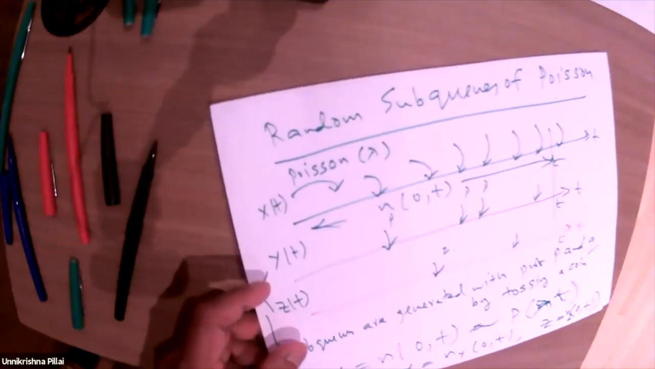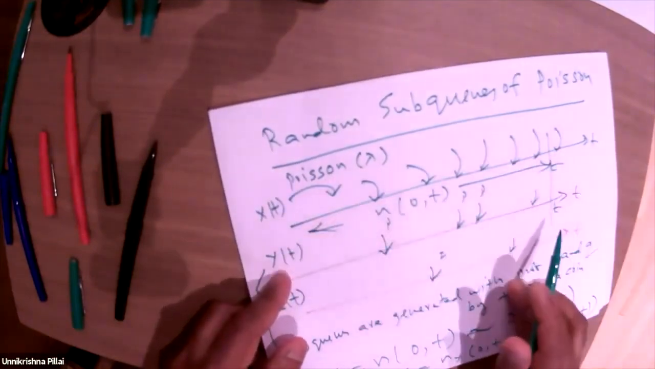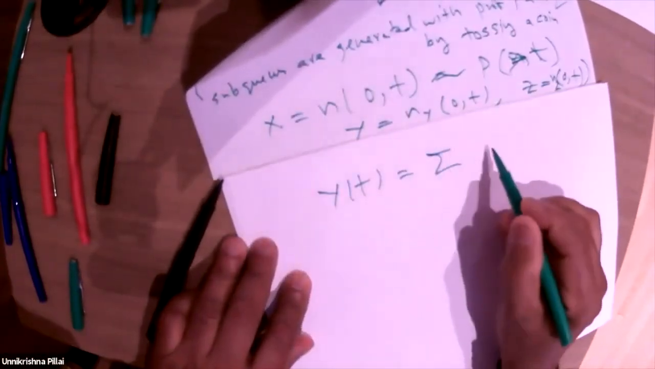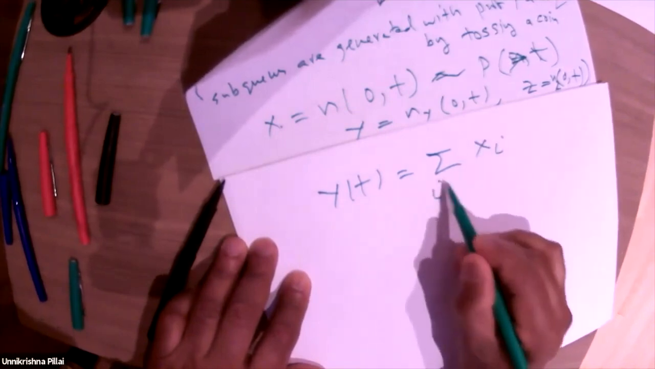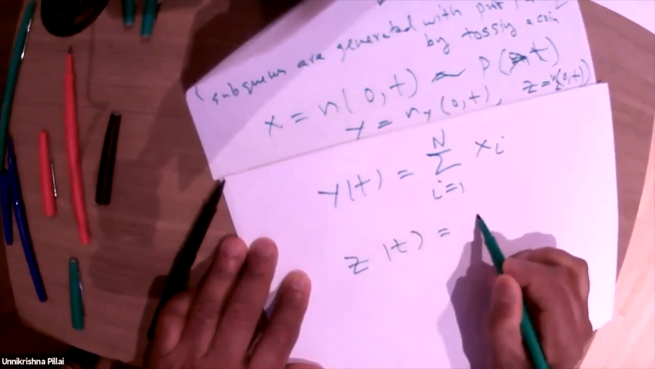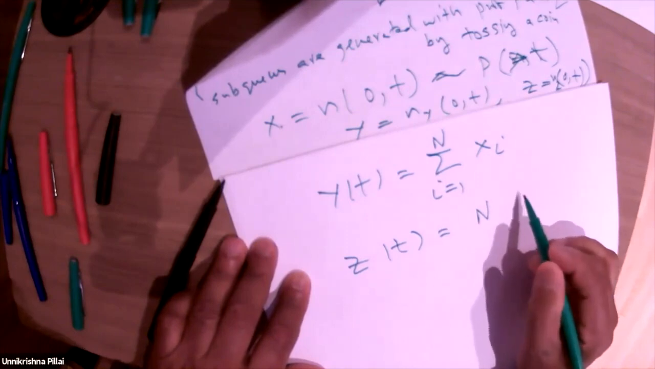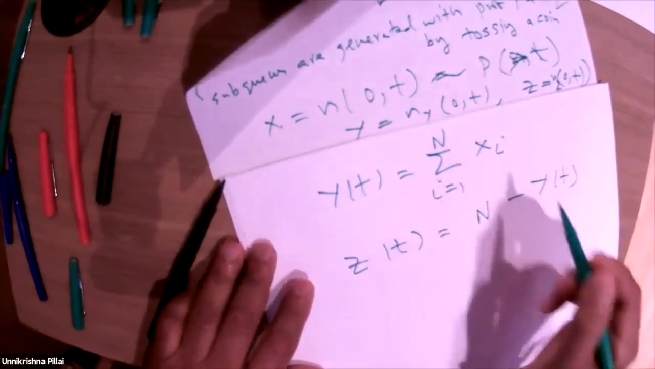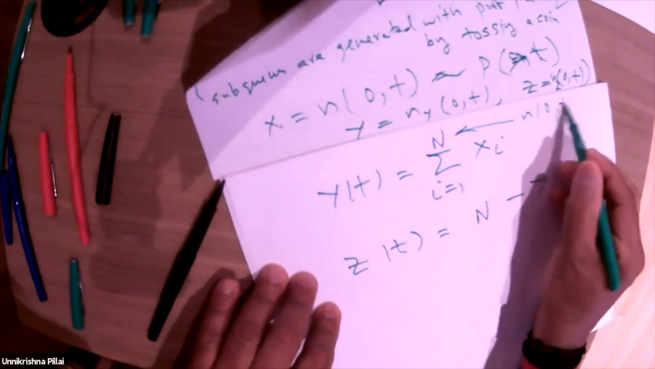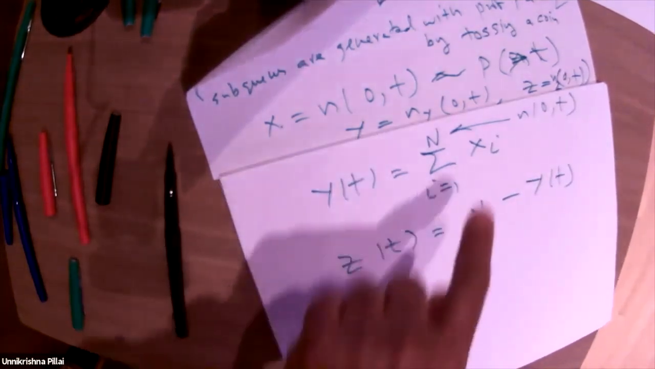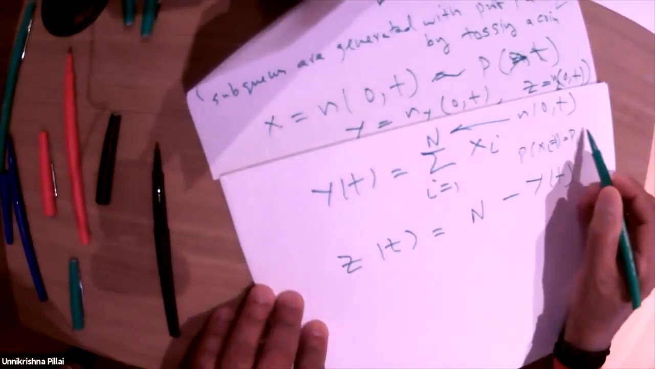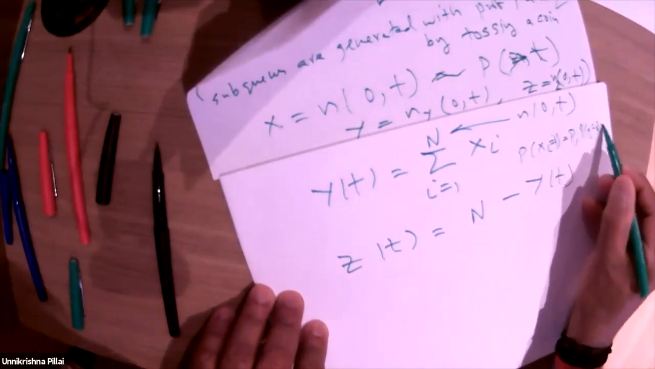So look at the picture again. X of t has got all the arrivals from 0 to t. I'm going to generate two, Y of t in this fashion. So N is, of course, the random number of arrivals in 0 to t. And xi is such that the probability of xi equal to 1 is p, and the probability of xi equal to 0 is q.